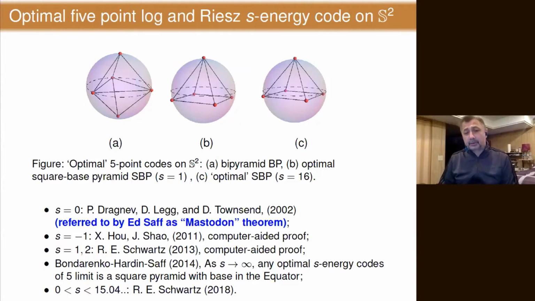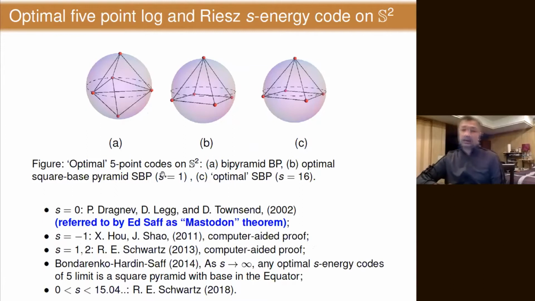For those of you that may not know Ed Saff, he recently published a book with Hardin and Borodachov on discrete energy. And I expect this to become a standard reference in the future for any minimum energy problems of this type. So when s is -1, a computer-aided proof by Hou and Shao derived that the bipyramid is the best solution.